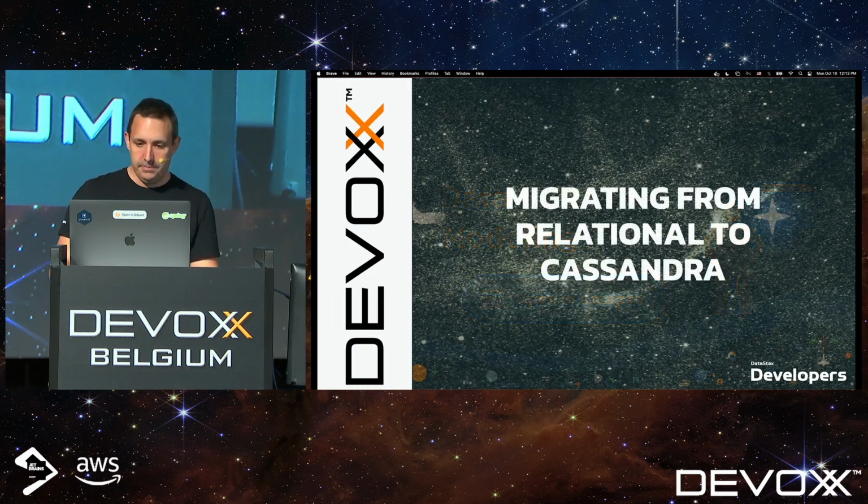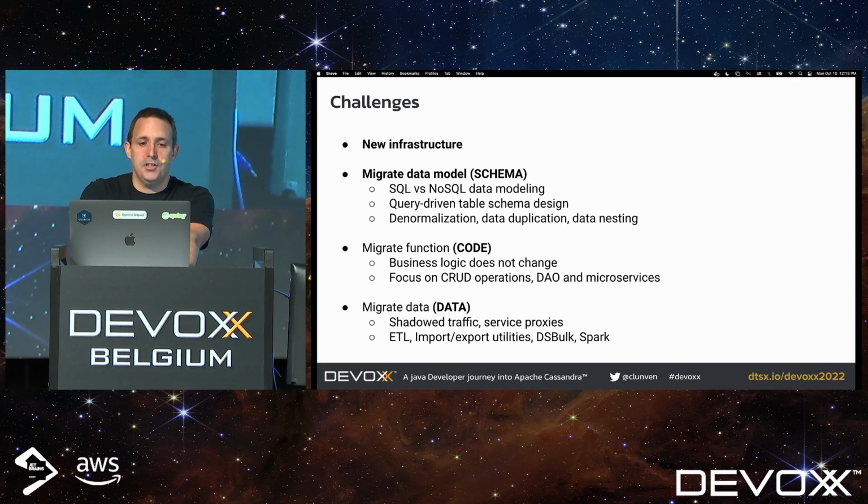Oh, wow, okay. I will move fast on this one, just realizing that I took too much time on one thing. So you have a relational data model. You want to go to Cassandra. How do you do? Each time you have multiple challenges: you need to move the schema, the code, and the data.